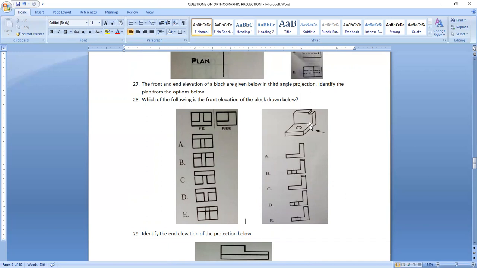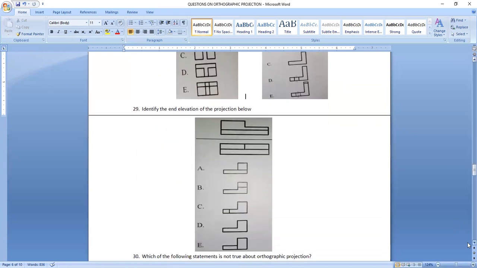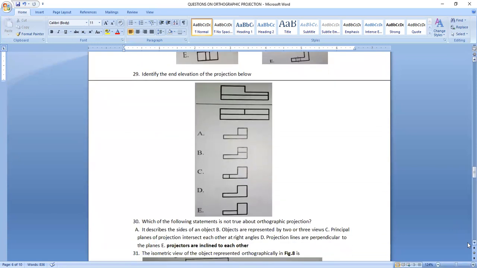So we are looking at the object in this direction, and we have to choose the correct front elevation. For the front elevation, I'm going to see this L shape, and this rectangle, and the hole will be hidden from me. Looking at all the options, option E is the correct answer, as we have the L shape, the rectangle, and the hole hidden from us, drawn with a short dashed line. So the answer is option E. Then we come to question 29, which says: identify the end elevation of the projection below.